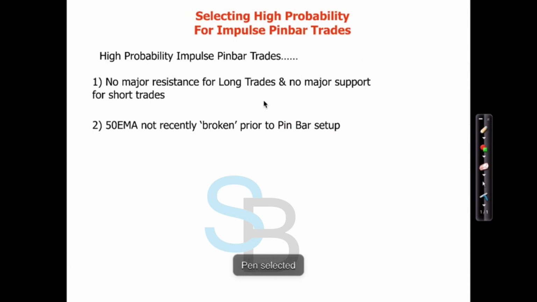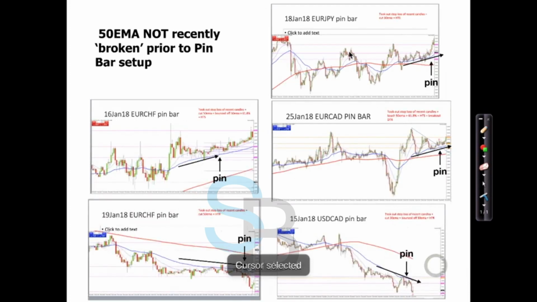Okay, so now that you clearly understand what I mean by avoiding major resistance and major support, let's go on to look at the second characteristic, where the 50 EMA is not recently broken prior to the pin bar setup. So let me show you examples where the 50 EMA was not recently broken prior to the pin bar setup. And again, these are 1, 2, 3, 4, 5 examples just to show you what I'm talking about, okay? So let me zoom in. I know it's a bit small, so let me zoom in to show you the first one.